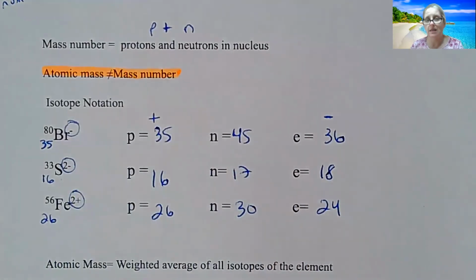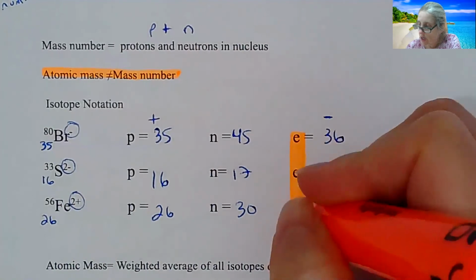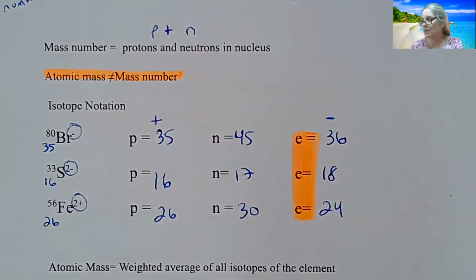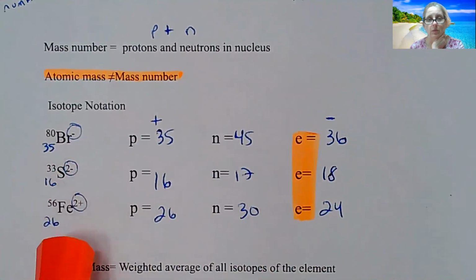So realize that the protons don't change. What is always going to change when you are forming an ion is going to be the number of electrons, okay? The number of protons always stays the same because that is, of course, what makes it bromine, what makes it sulfur, what makes it iron.